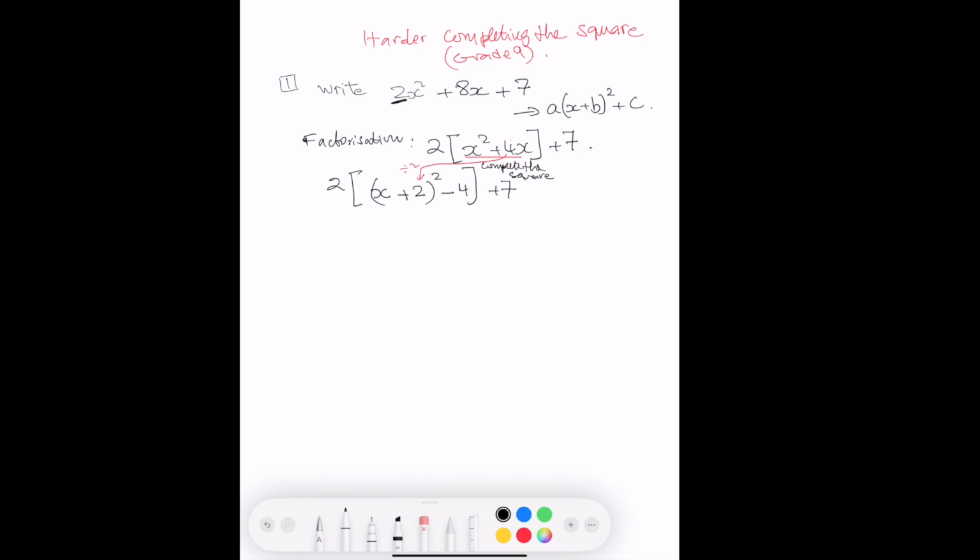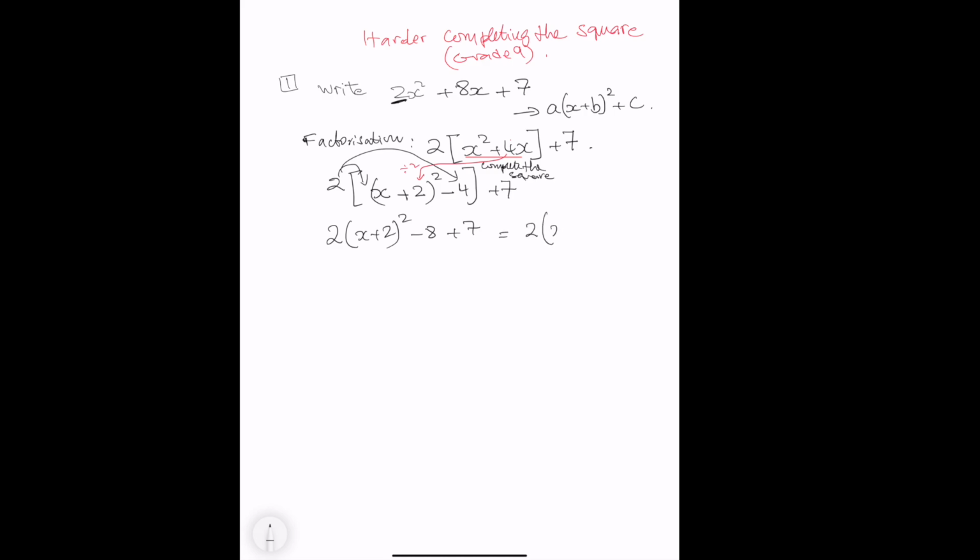After that, you will have to just expand the bracket. So it will be 2 bracket x plus 2 squared minus 8 plus 7, which is equal to 2 brackets x plus 2 squared minus 1. Right, that is it, it's done now, it's finished. The value of a is 2, the value of b is 2 as well, and the value of c is minus 1.